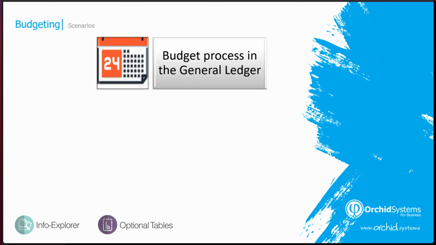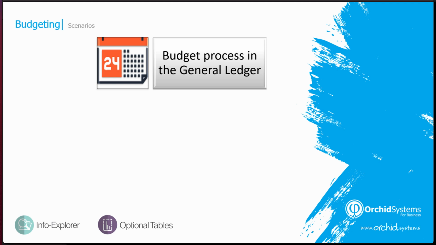In this webinar, we will present 3 examples of budgeting using Sage 300 optional tables and Info Explorer. We start with budgeting at the general ledger level. To demonstrate an example of a budget process using Excel to read actual figures, and each department uses Excel to prepare their budget. We then use optional tables and its Excel add-in to facilitate the process, as users can continue to use the familiar Excel interface.